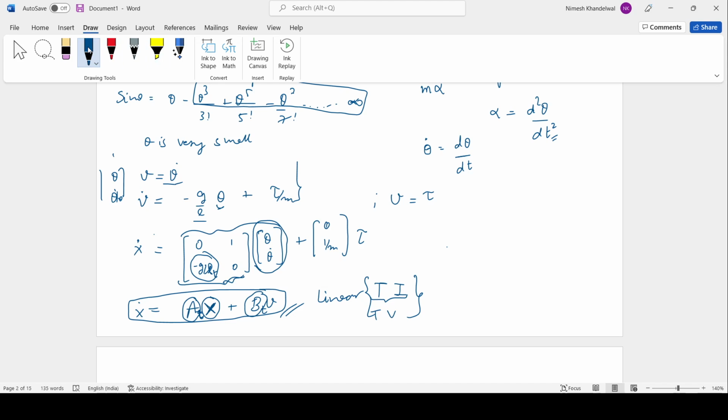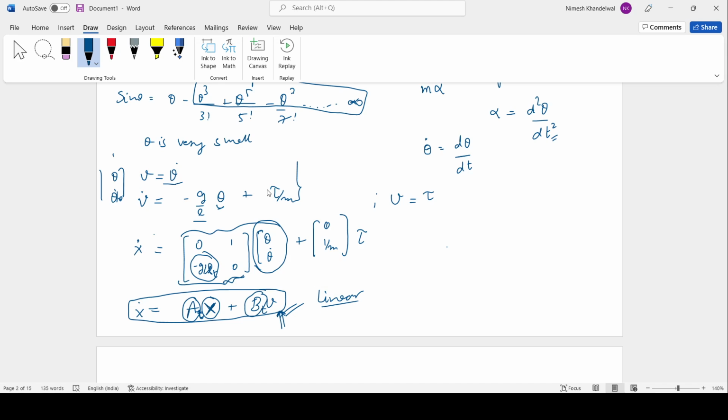What engineering major are you taking? Mechanical, sir. Okay, then I think you might not come across this, depending on if your college teaches you control systems or not. But this is like basics of control systems.